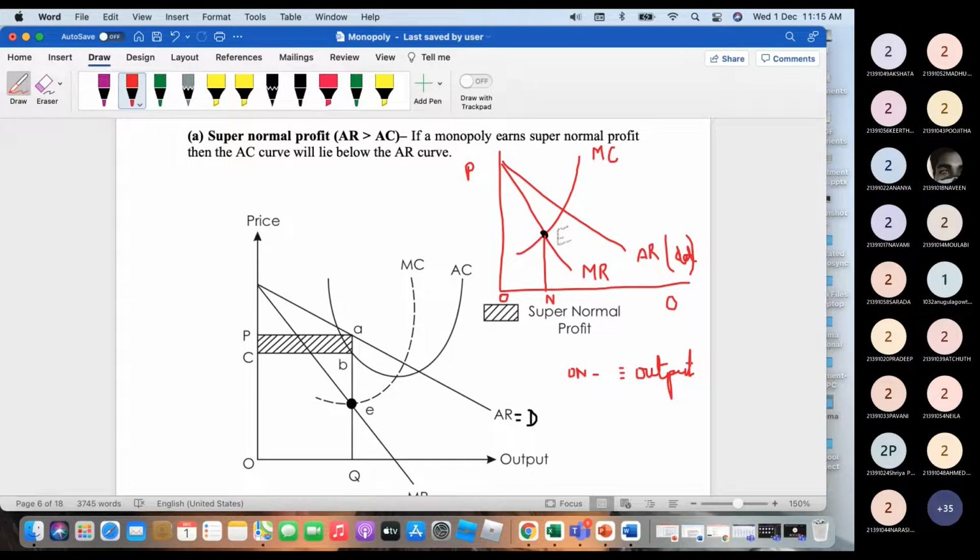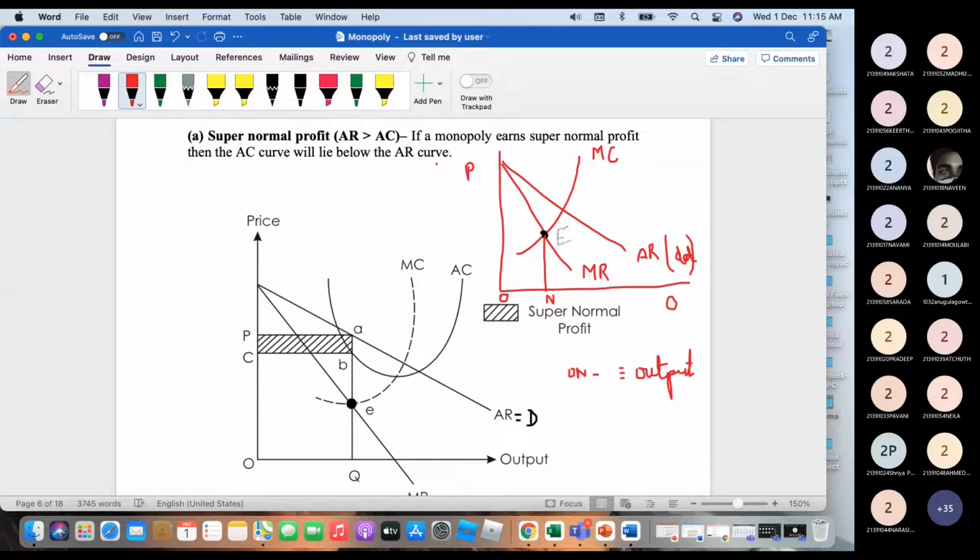Now, when he is producing ON level of output, first of all we have to find out at what price he is selling that. Second, if he is selling at that price, we have to find out whether he is earning profit. In our example, we are saying he is earning profit.